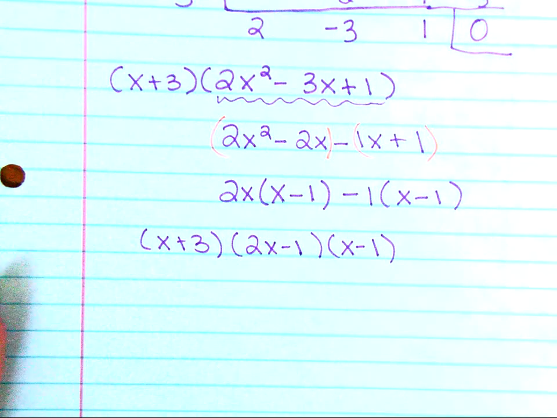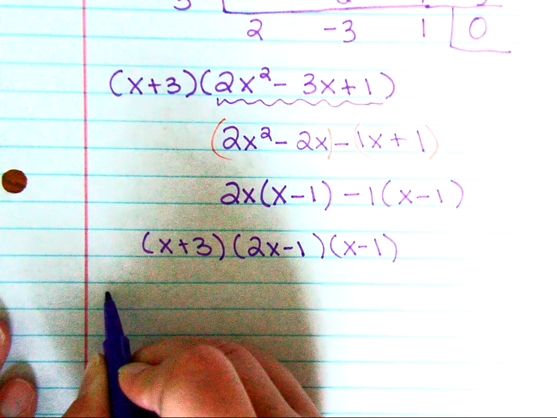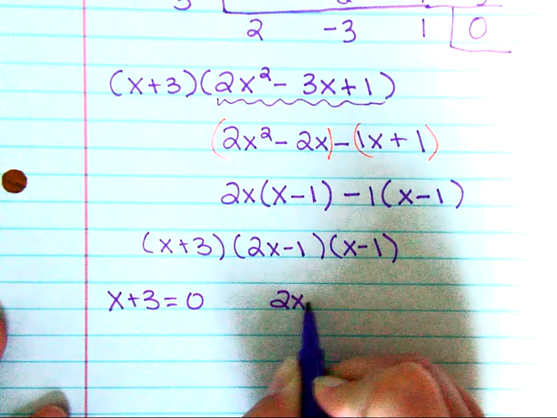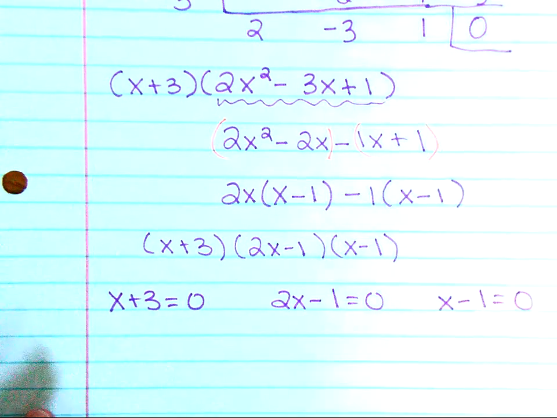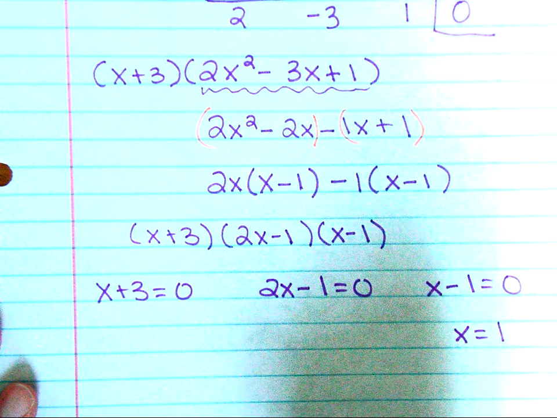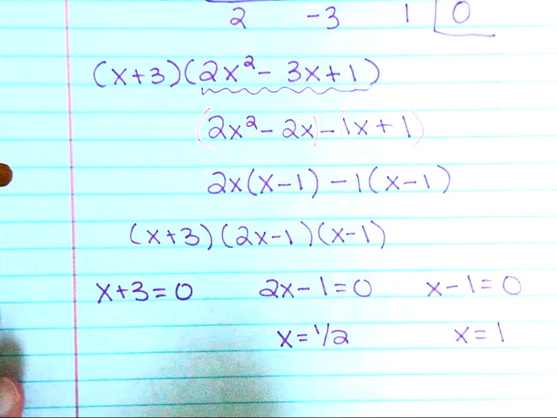Now, they weren't asking for a factored form. They were asking for the zeros. So we have one last step to do, and that is set each of my factors equal to 0 and then solve to find the solution. So, I think this one is x equals 1, x equals 1/2, and x equals -3.